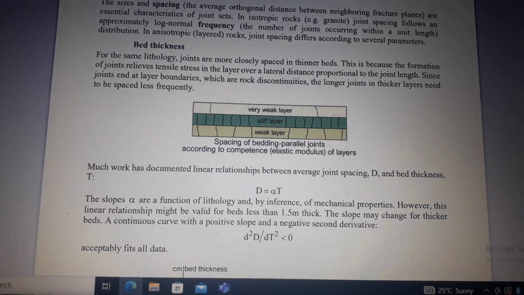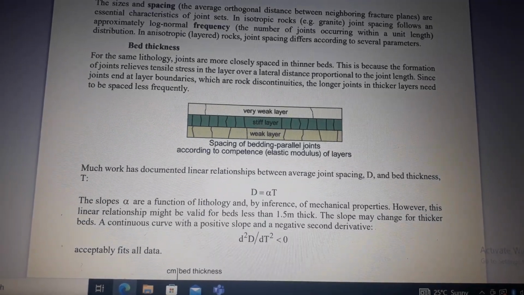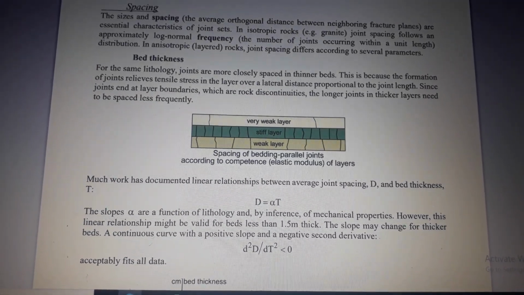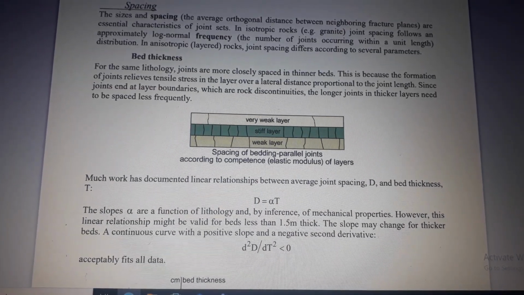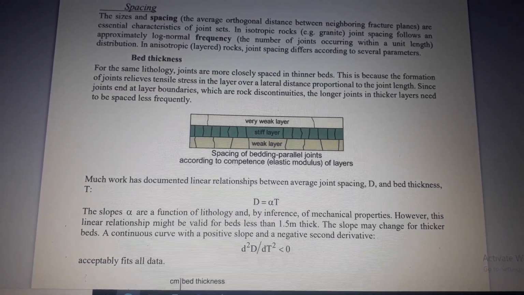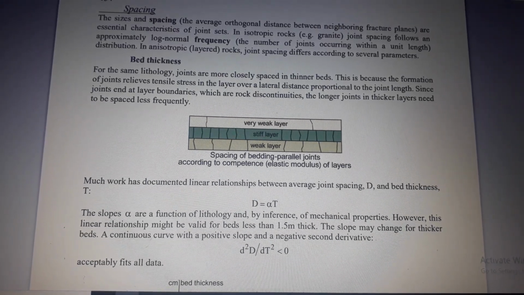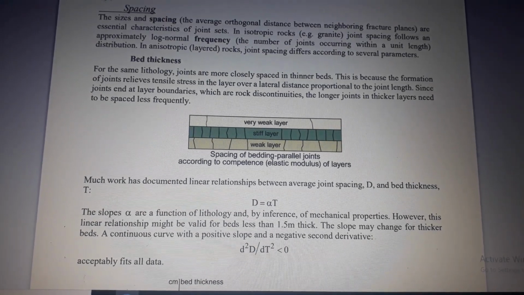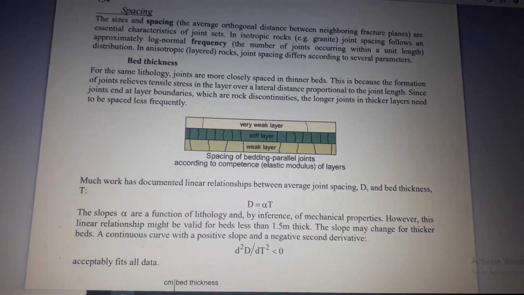Bed thickness. For the same lithology, joints are more closely spaced in thinner beds. This is because the formation of joints relies on tensile stress in one layer over a lateral distance proportional to the joint length. Since joints end at layer boundaries, which are rock discontinuities, the longer joints in thicker layers need to be spaced less frequently.